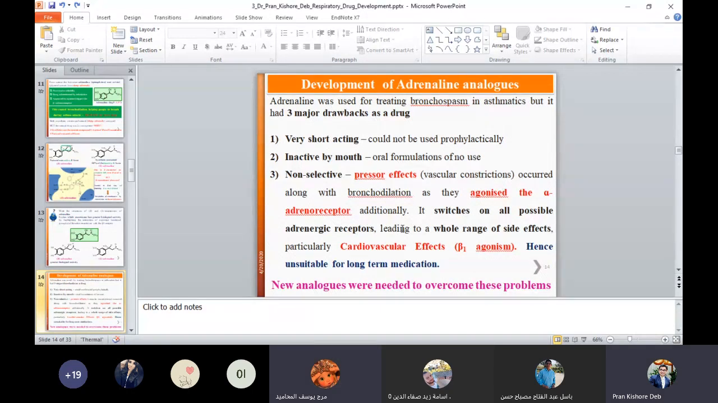Because non-selective. Non-selective to what? Because it binds to alpha 1, beta 1 and alpha 2. No, you are messing up. Listen to the question properly and answer. I did not ask why it is non-selective. My question was why it shows pressor effect. Because it affects alpha 1. Yes, because it activates the alpha. Okay. Now the fourth one, why does it show cardiovascular side effect? Because it is agonizing beta 1. Okay.